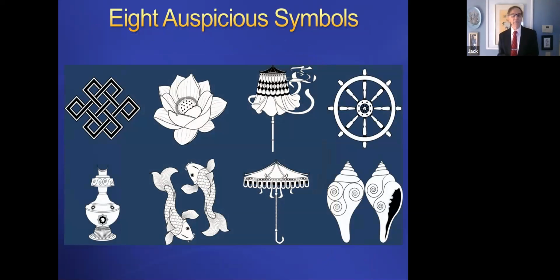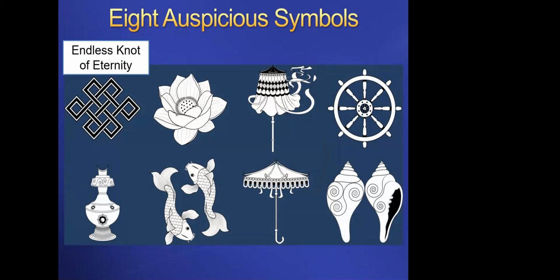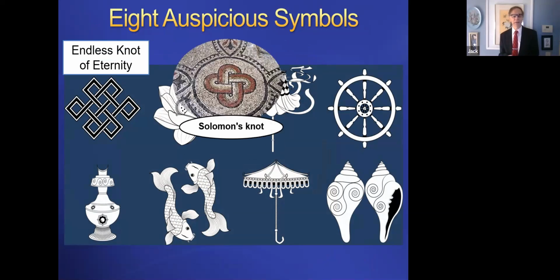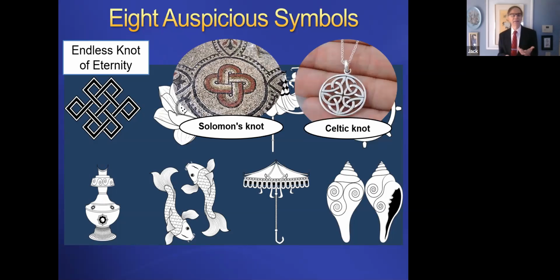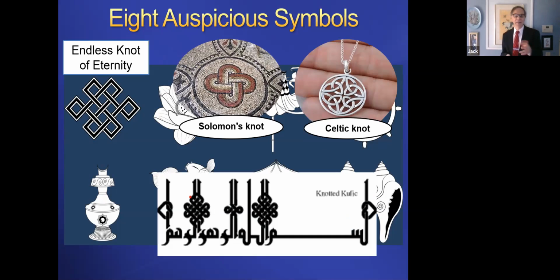Well, one of them is something we ran across once before, and that's the endless knot of eternity. This is a very, very ancient symbol, predates Buddhism. Sometimes it's referred to as a Solomon's knot. It was used by many, many ancient cultures. And it was used to represent immortality or infinity. And it was picked up, of course, because someone mentions in another class, the Celtic knot. That's also an interpretation of that. And one of the things we saw before when we were looking at Islamic calligraphy, that there was a style of calligraphy, Islamic calligraphy, that was based upon this idea of this knot of eternity.